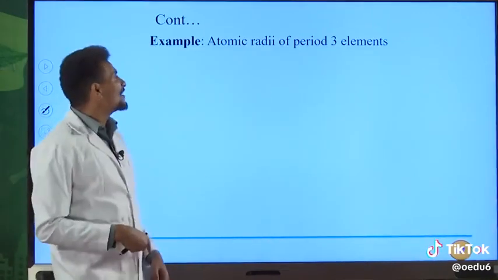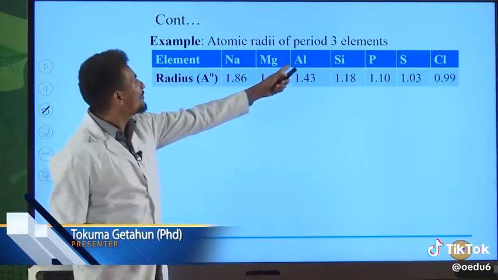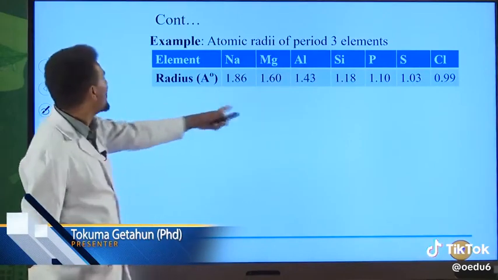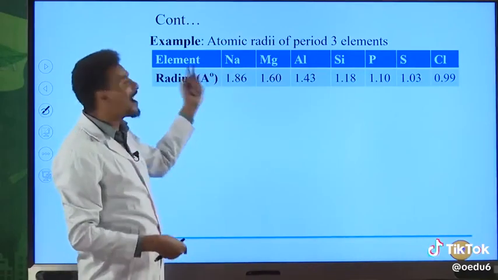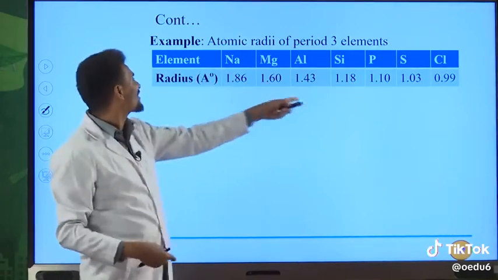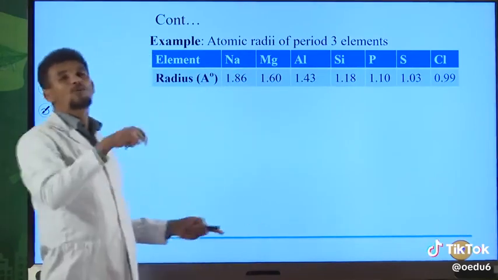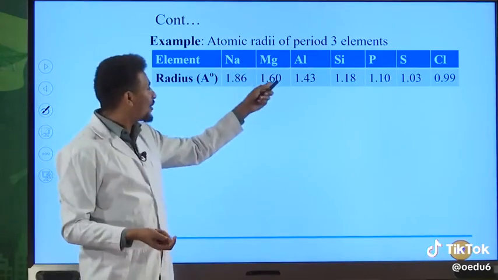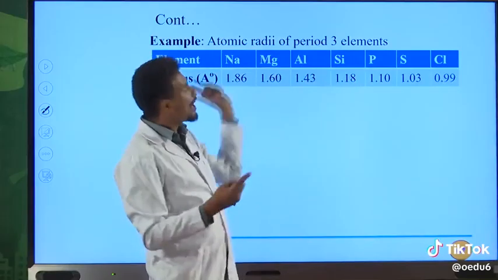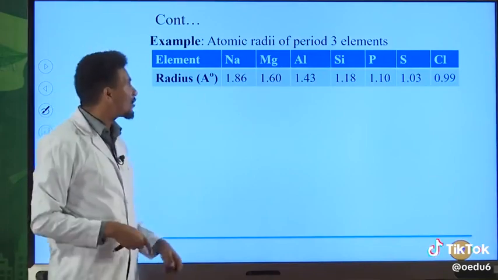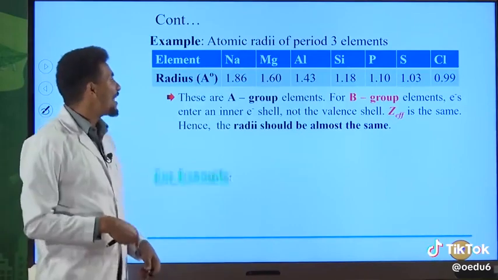Okay, atomic radius of period 3 elements: sodium, magnesium, aluminum, silicon, phosphorus, sulfur, chlorine. So when we move from left to right across the period, the atomic radius decreases. For sodium, it is 1.86 angstrom. Angstrom is equal to 1 times 10 to the power of minus 10 meter. So this one has only 1.60 angstrom of radius, and it decreases when you move from left to right across the period. So this table shows you the atomic radius of period 3 elements.